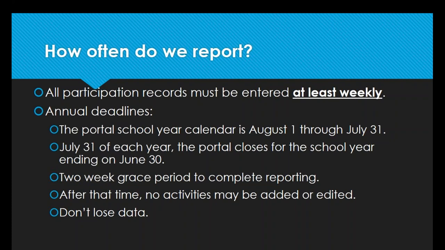So everything for the current school year, the 17-18 school year, started on August 1st and goes through July 31st. We do think we will have students this week. We thought we would have them last week, but I think students should start showing up this week, and Kelly will send a note out as soon as we have students in the portal. So what that means is on July 31st of each year, the portal closes for the school year that ended on June 30th.